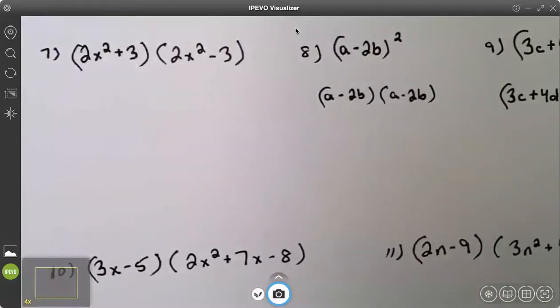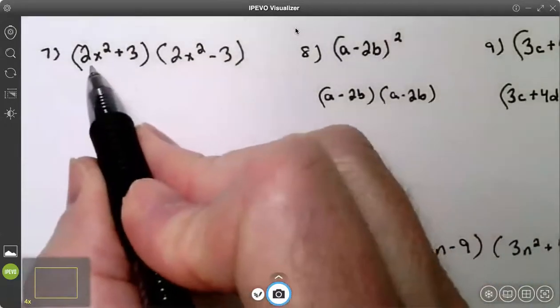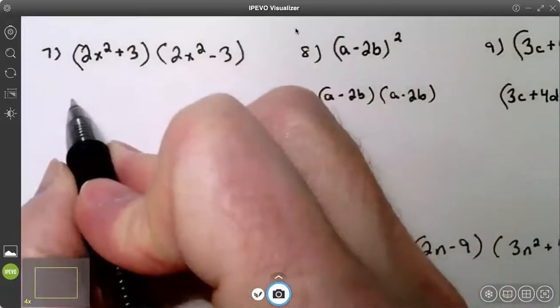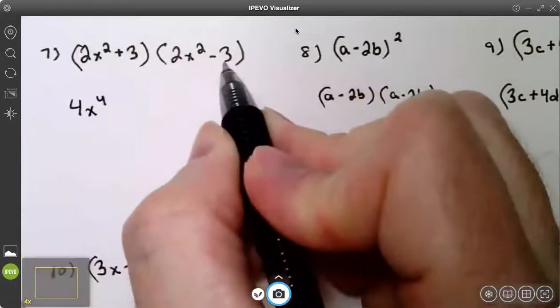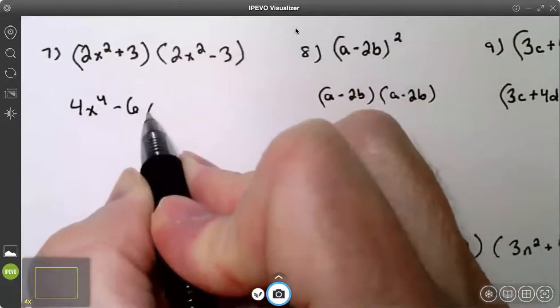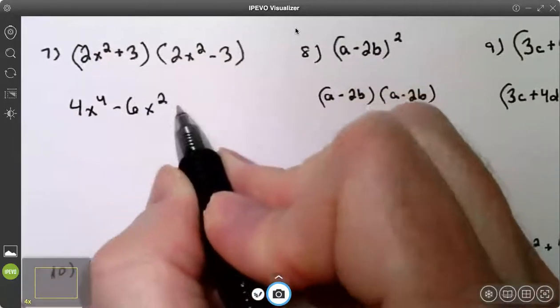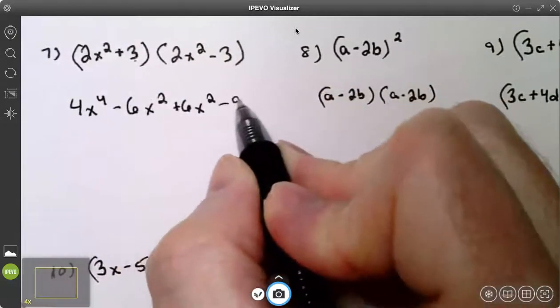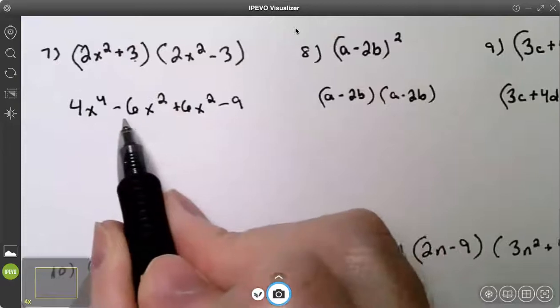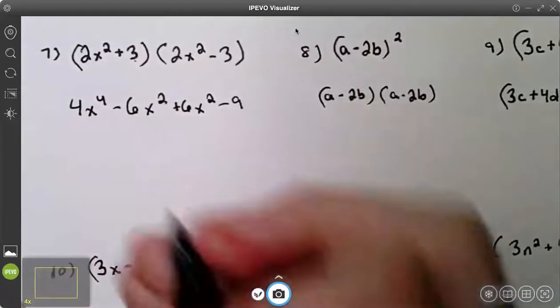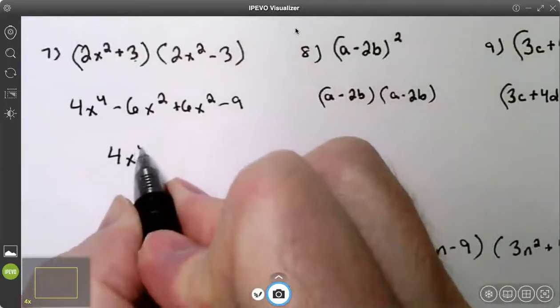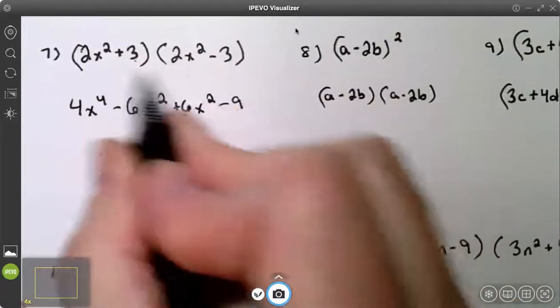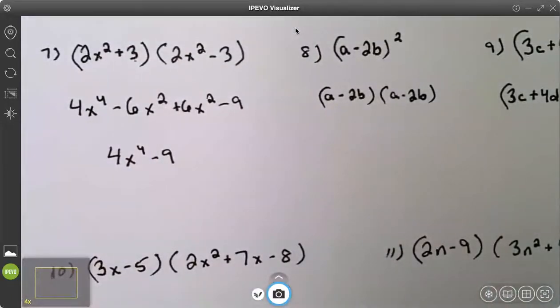Number 7. 2x squared times 2x squared is 4x to the 4th. 2x squared times negative 3 is negative 6x squared. 3 times 2x squared is 6x squared. 3 times negative 3 is negative 9. Your like terms in the middle cancel each other out. Negative 6 plus positive 6 gives you 0. So you're left with a binomial, 4x to the 4th minus 9. And that's a sum and a difference that could have been a special rule, but why memorize a special rule? We just multiply it and see what we get.